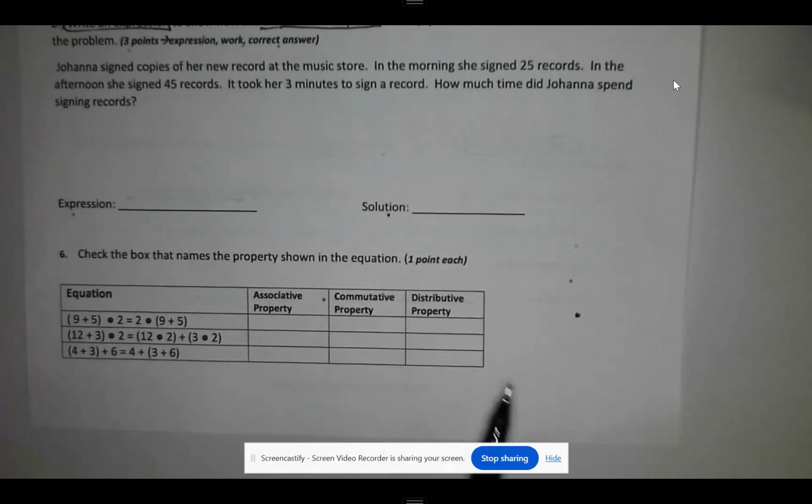That's the end of your Unit 4 mid-unit quiz.